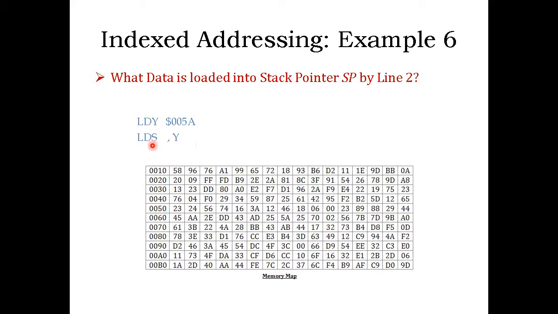So basically you are loading something into the stack pointer, right? But before doing everything, we first have to calculate the operand for line number 2. Now, can anyone here tell me what is my base address? Is that 005A? Do you think 005A will be loaded into index register Y?